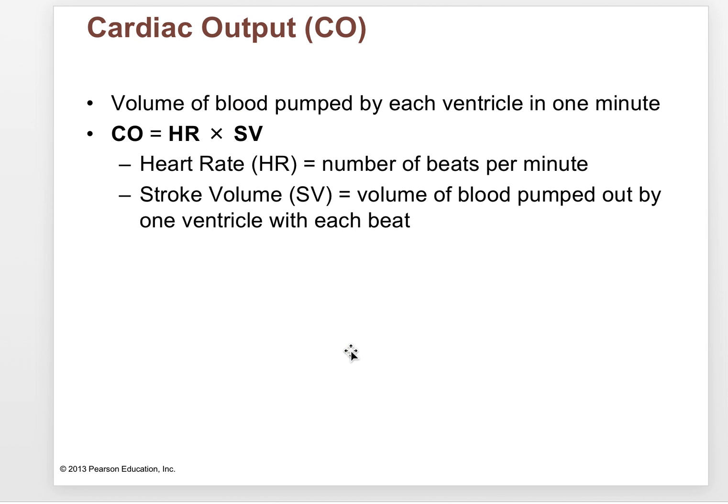Cardiac output is defined as the volume of blood pumped by each ventricle in 1 minute. Cardiac output is equal to the heart rate times the stroke volume. The stroke volume is the amount of blood pumped out by the ventricle with each beat.